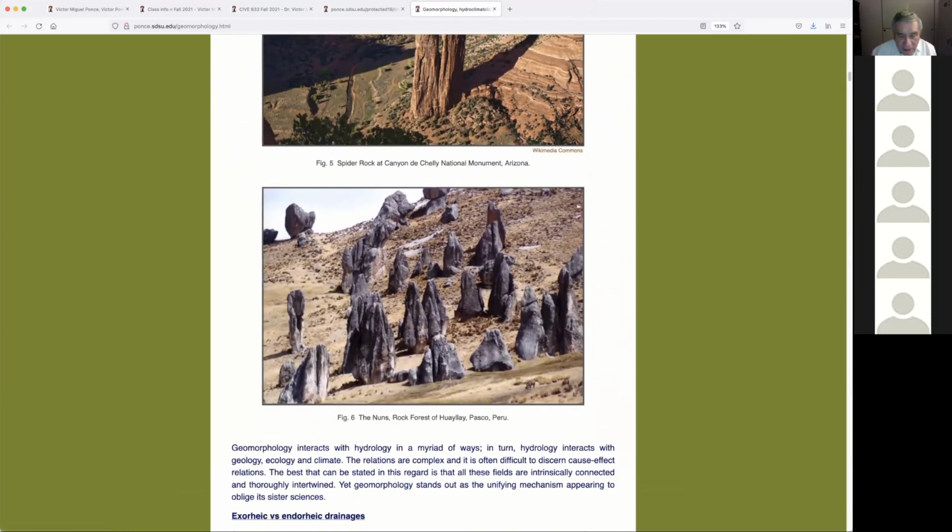This is called the Nuns in the rock forest of Huayllay in Pasco in central Peru. The Huayllay rock forest is very large. I believe it is the highest and largest rock forest in the world. I don't recall the exact size of it, but it's huge, and it has an infinite number of rock formations. You can't count them. As a matter of fact, you can't visit them all. You visit it, you maybe take a look at 1 or 2%. You can't unless you spend months out there.